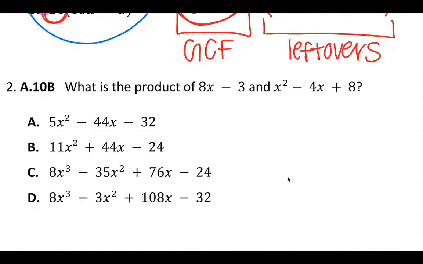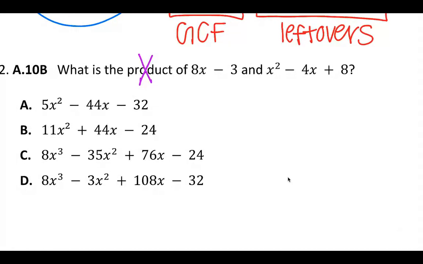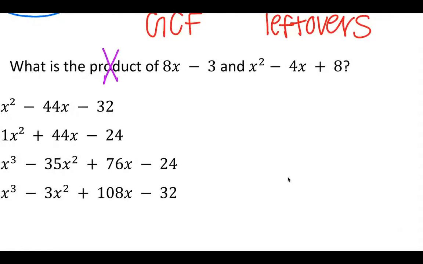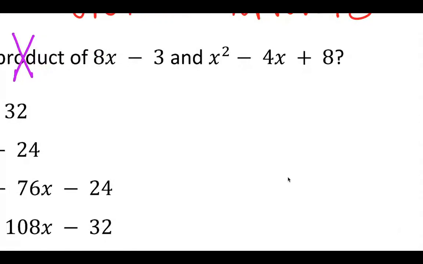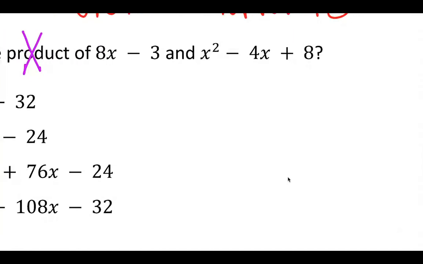What is the product? Product means to multiply. 8x minus 3 and x squared minus 4x plus 8. So I've got a binomial times a trinomial. You can either do the double distributing method, kind of like FOIL, or you can do the box method. I like the box method when you get the bigger polynomials. It keeps everything more organized for me, but again, it's up to you.